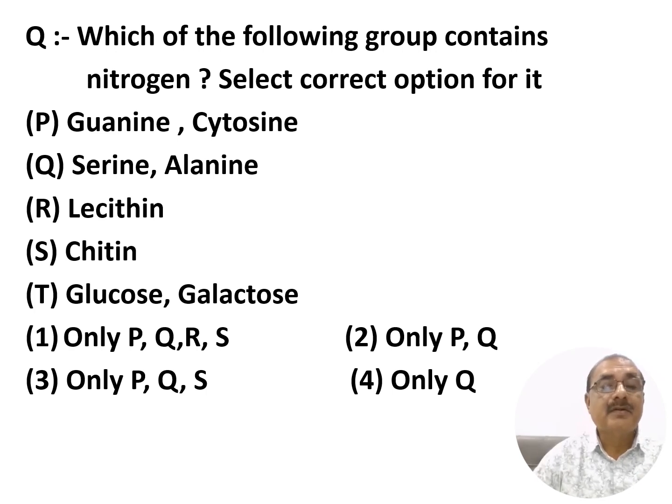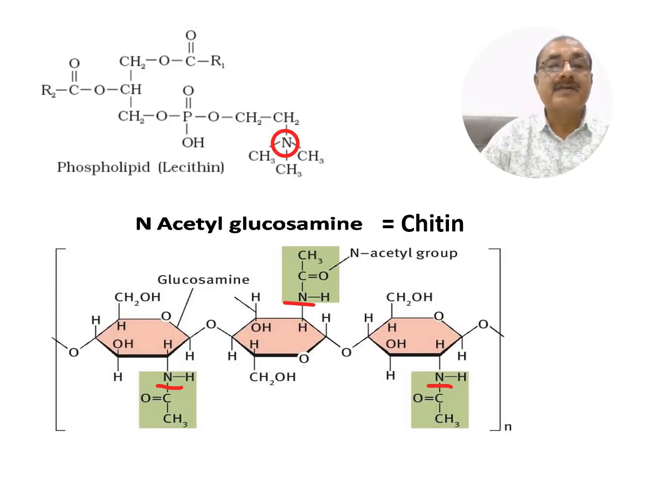And last, glucose and galactose do not contain nitrogen. So here the answer will be 1: P, Q, R and S. All these four contain nitrogen. You can see here the structure of the phospholipid lecithin.